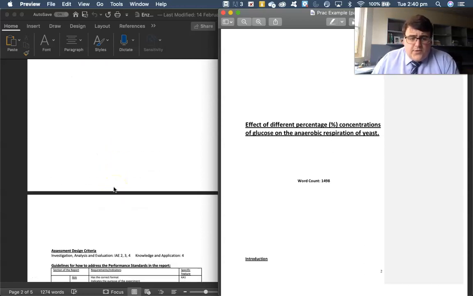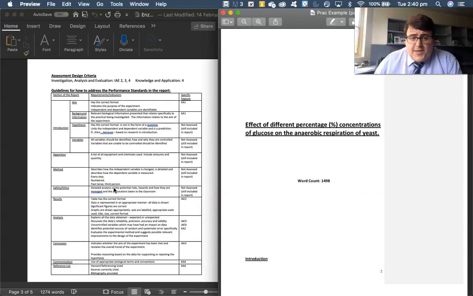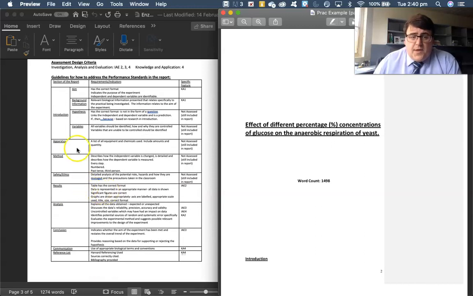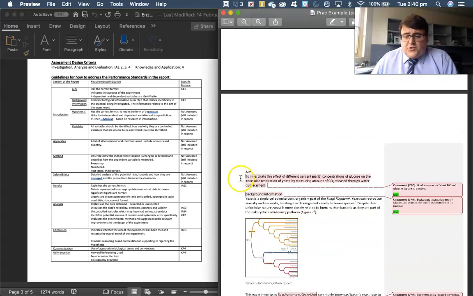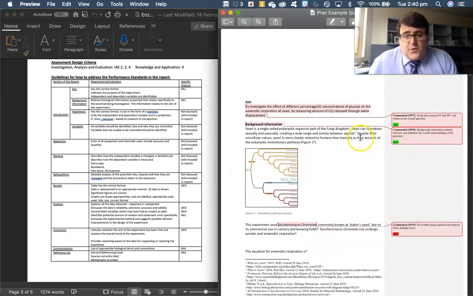So what we're actually looking at here is, this is the page we're going to focus most on here. This is how to write up the prac write-up, and these are the different components of what should be included in your prac write-up. So first off is your aim, so we'll just scroll down to the student's aim. You can see my comments on the side as well.